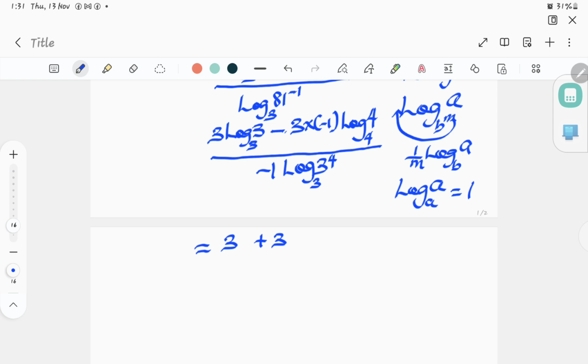Log 4 base 4 is going to give you 1 over, now this 4 is also going to come to the back, so that's negative 1 times 4. Then you have log 3 base 3, and this is eventually going to give you 6 over negative 1 times 4 is negative 4. Log 3 base 3 is 1. So this is the same as negative 2 can go 3 over 2.